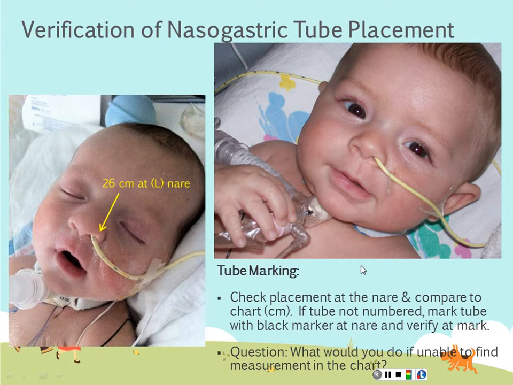So what are we going to do if we're unable to find the measurement in the chart of where the nasogastric tube should be placed? Well, first off, we're going to look at the chart, look at the nurse's notes and things like that. If we don't see it there, you can go back and look through the chart and find out when it was last verified via x-ray placement. If it's been done within the last 24 hours, you may be able to use that. And then we try our other methods to verify.